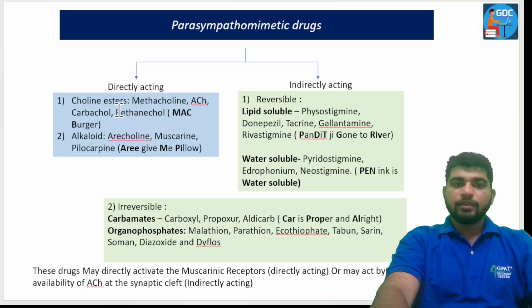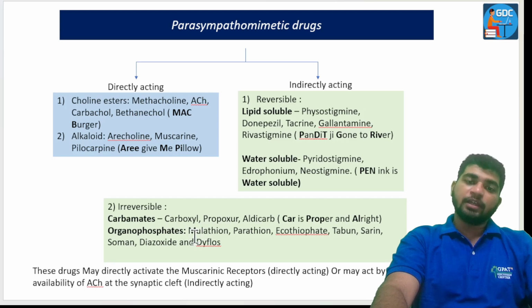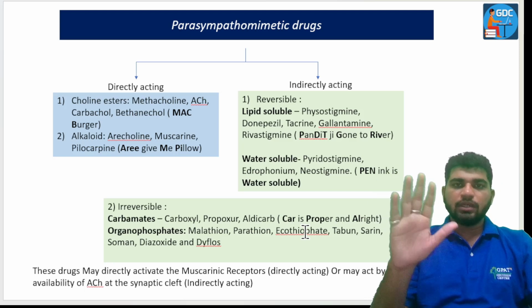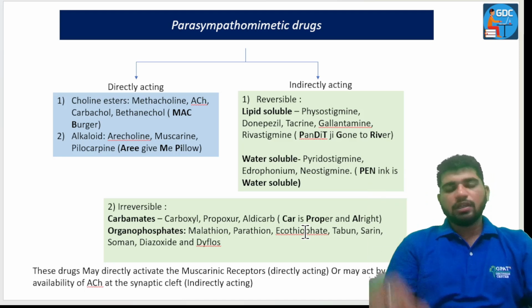Mac burger is for choline esters. Array give me pillow for alkaloids. Pandit Ji gone to river for lipid soluble drugs. PEN-ink is water soluble for water soluble drugs in the case of indirectly acting. Whereas for irreversible carbamates, car is proper and all right: carbaryl, propoxur, and aldicarb. The rest of the drugs automatically go into the organophosphates, in which malathion and parathion are insecticides. Echothiophate is the only drug which has a therapeutic use in glaucoma. The rest of the drugs are insecticides or nerve gases.